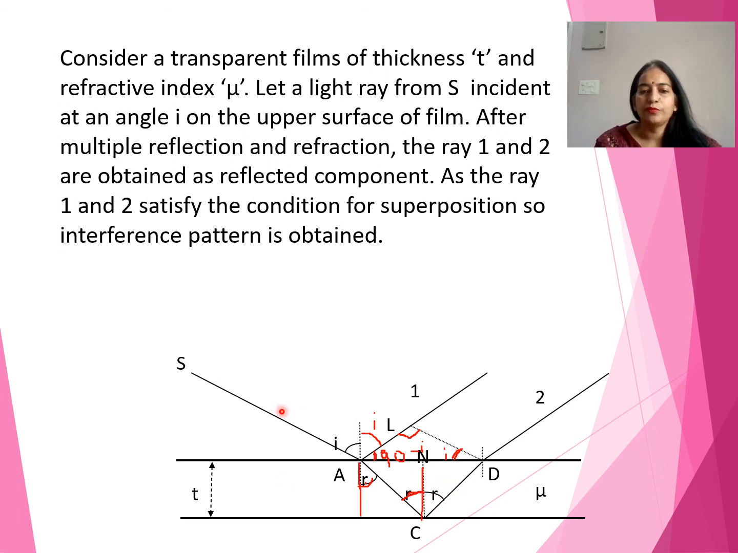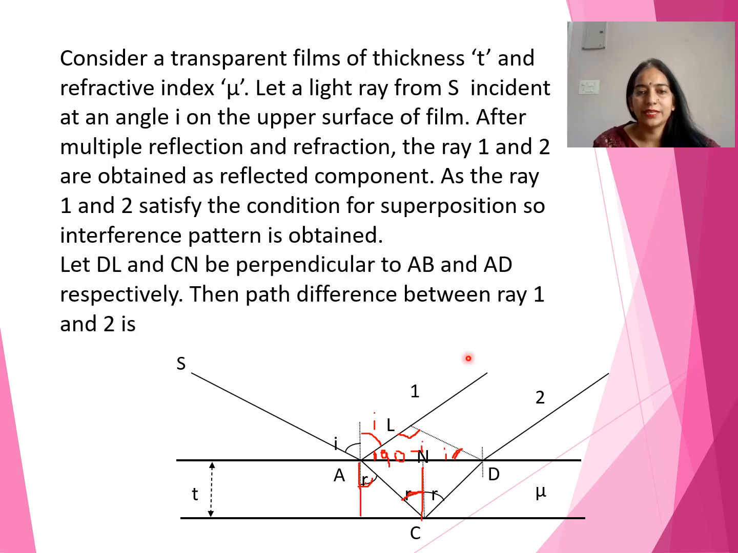Okay, now we have drawn all the angles. Now for the path difference: ray 2 travels extra in the medium, that is AC plus CD in the medium, whereas ray 1 travels AL extra in air. So the path difference between these two rays is (AC plus CD) times mu minus AL.